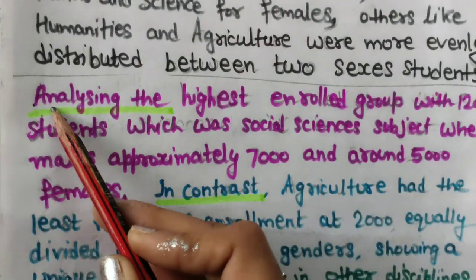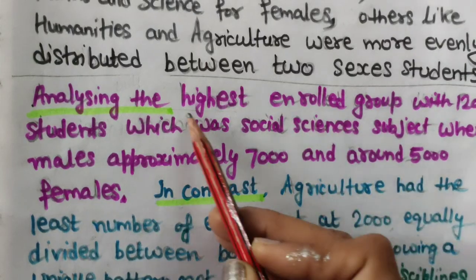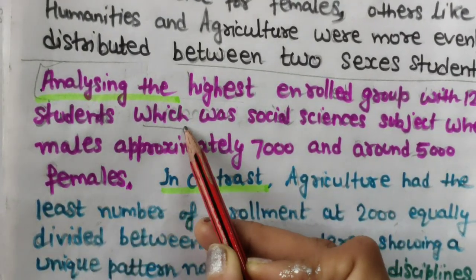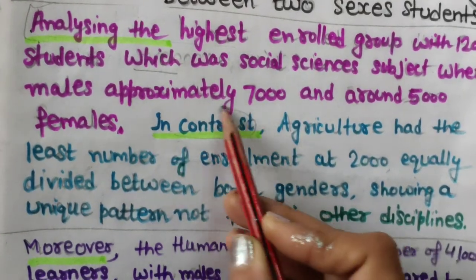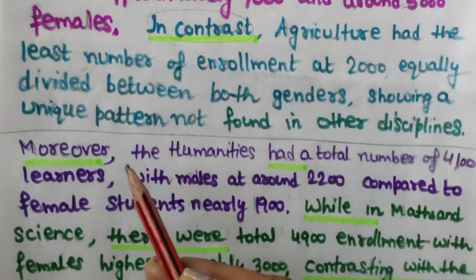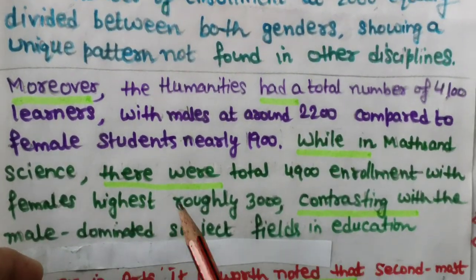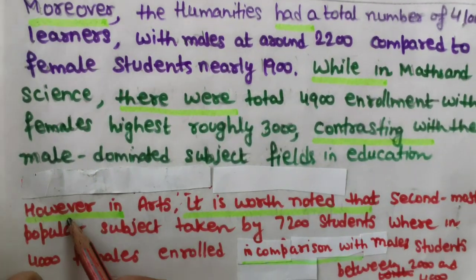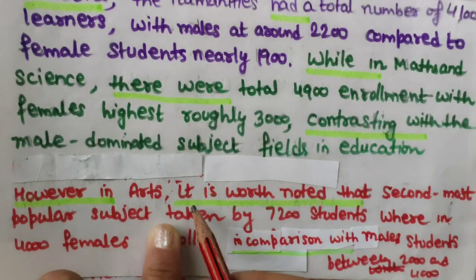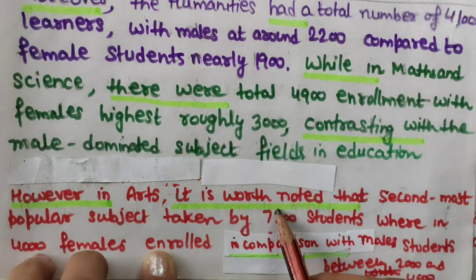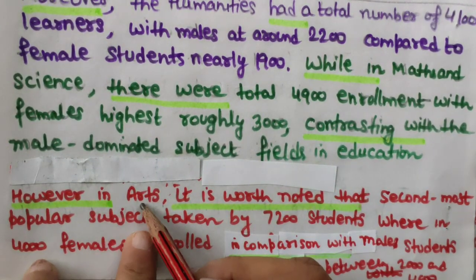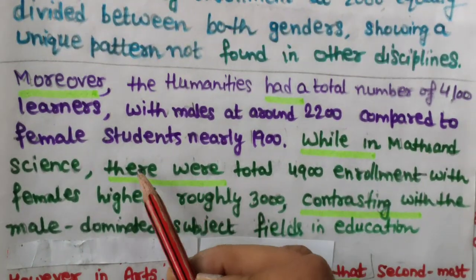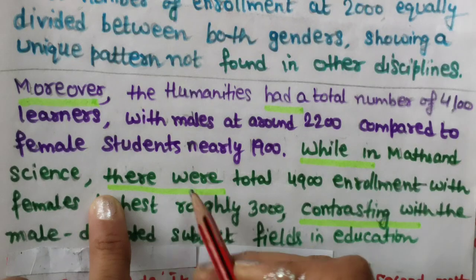And like analyzing the highest enrollment. You can start the sentence with analyzing and use which also, and in contrast also, moreover also. These are not sentence structures, I am not telling you sentence structure actually. I am showing you the connecting words actually. However also, and this is also sentence structure: it is worth noting that, however, in arts subject it is worth noting that. So this is also sentence structure.